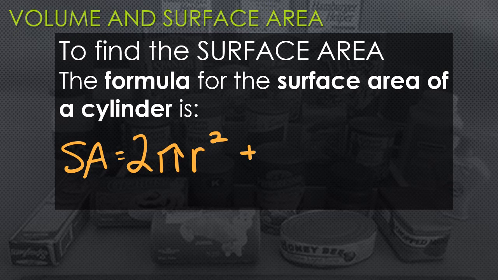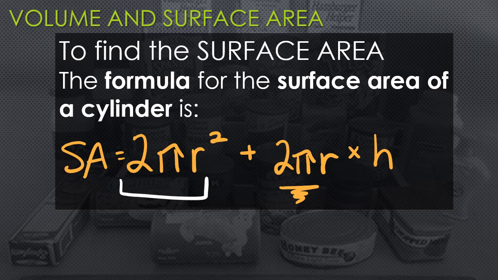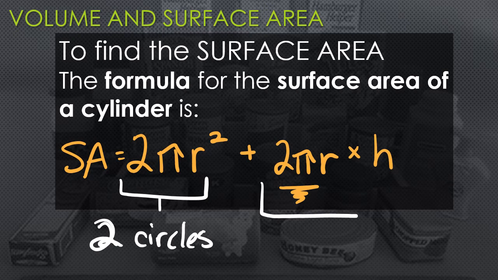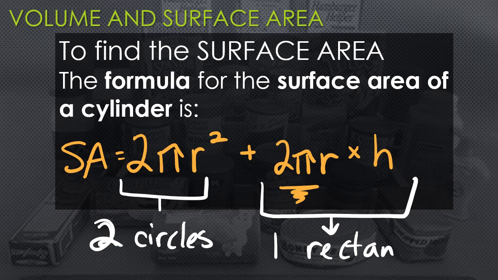So the rectangle: we know our circumference is 2 pi r, and the length of the rectangle is the same as the circumference of a circle, and we're going to multiply that by the height of our cylinder. So we have two pieces here. This section right here, these are our two circles, and this piece right here is our one rectangle. All we're doing is length times width, but the length is going to be the circumference. And then we're just going to add those together.